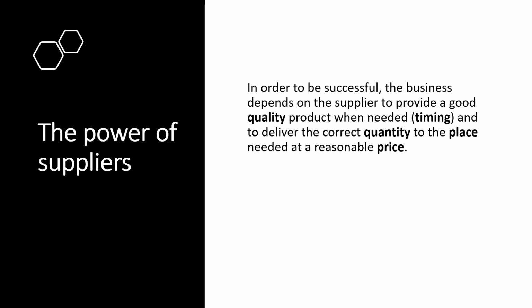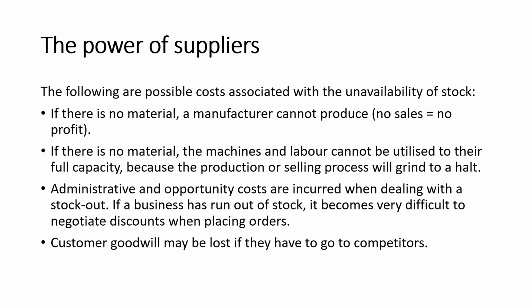Now on this slide, we can see the possible costs that are associated with the unavailability of stock. If there's no material, it means that a manufacturer cannot produce. Obviously, if you can't produce, you can't sell, you can't make any profit. If there's no material, it also means that the machines and labor cannot be utilized to their full capacity. Once again, the production process comes to a halt. You can't make sales, you can't make profit.